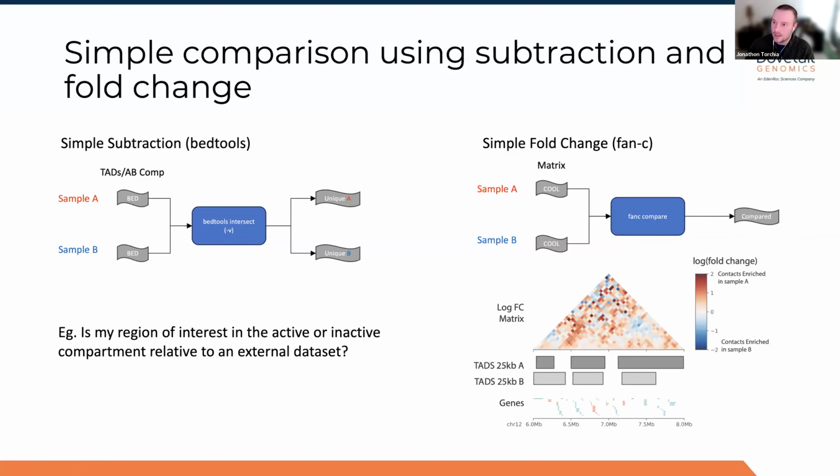Again, there's no p-value attached to it. There's no significance. But if all you're interested in is your locus of interest, this might be appropriate to you. Or if the data set that you're comparing to is something that's completely external and processed in a completely different way, you might only be interested in the qualitative difference between your samples. In that case, this type of simple approach might be appropriate.